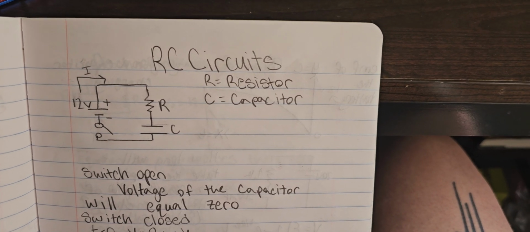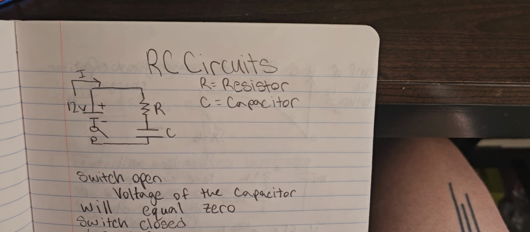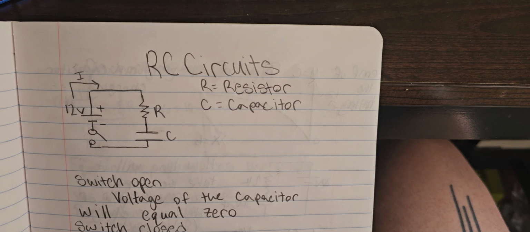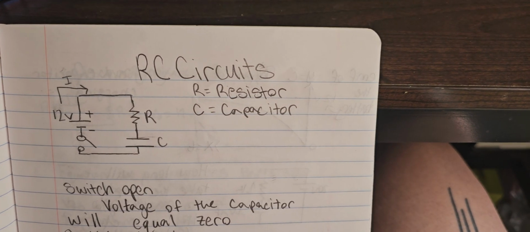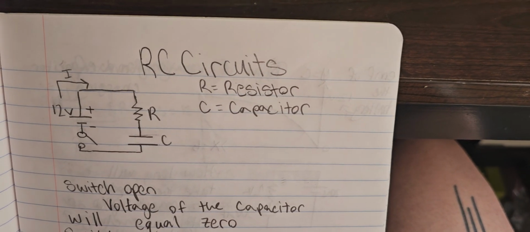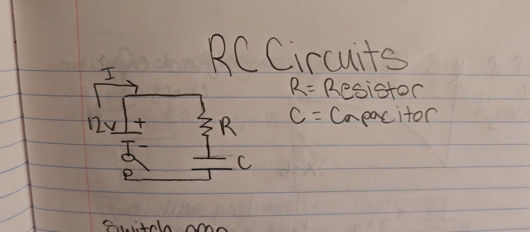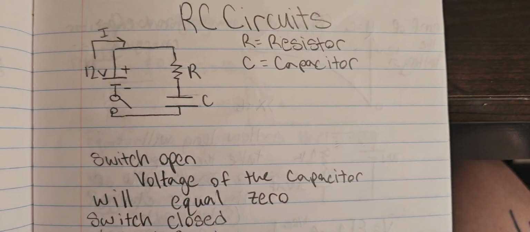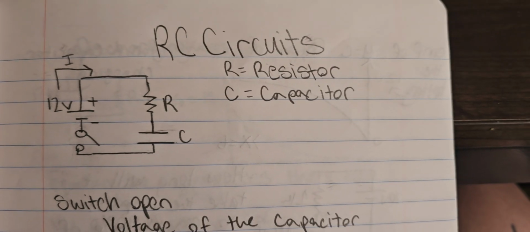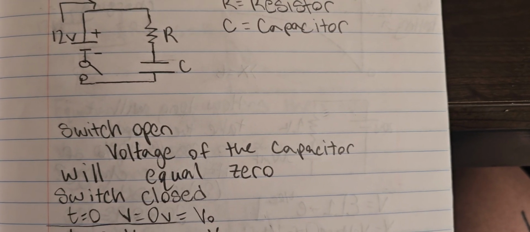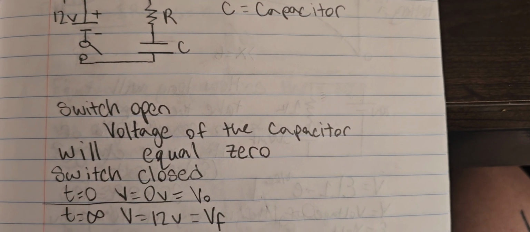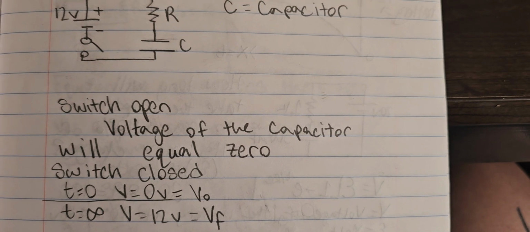This is the video for RC circuits. The R stands for resistor, C stands for capacitor, and it's labeled on the circuit. And there's a switch on the circuit. If the switch is open, the voltage of the capacitor will equal 0.